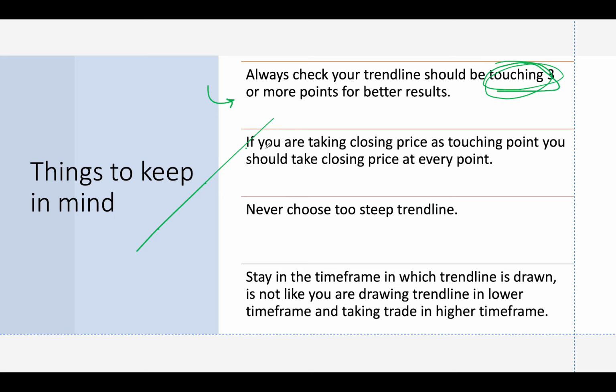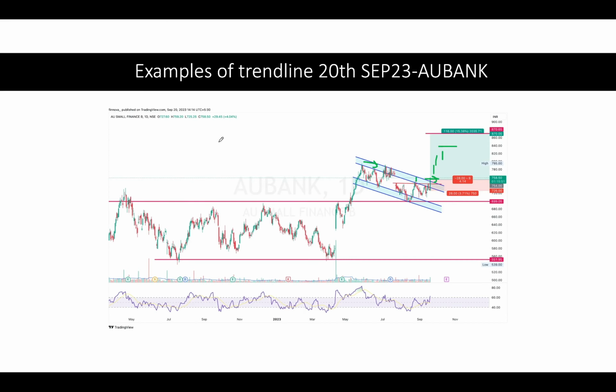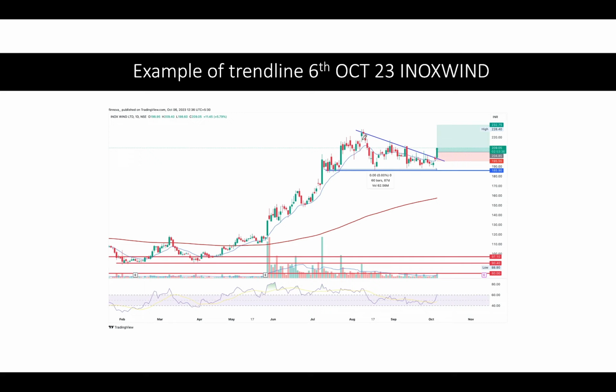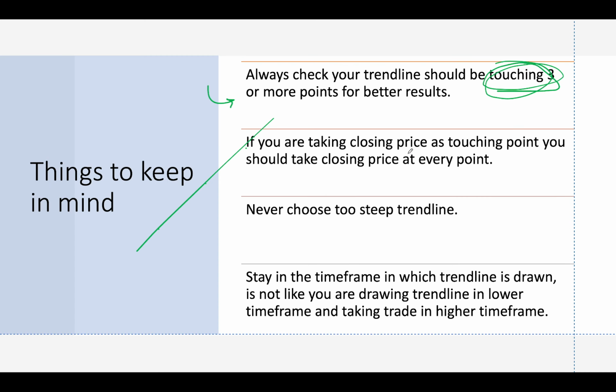If there are fewer than 3 points, in that case we will say the trend line is not very good. If we are choosing closing price, as we can see here, we have to take all the points as closing prices. If wicks are respecting, it is well and good, otherwise choose all closing prices only.